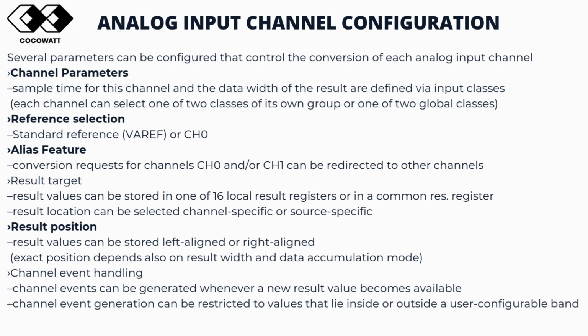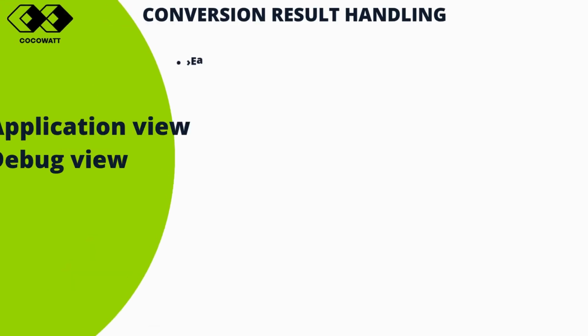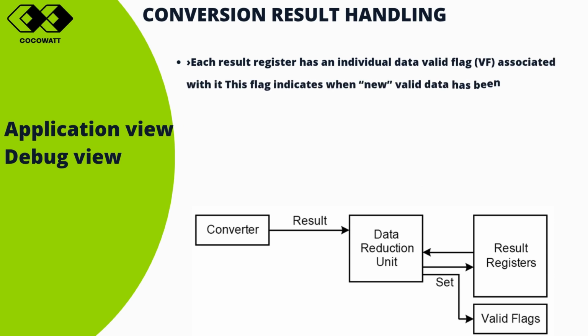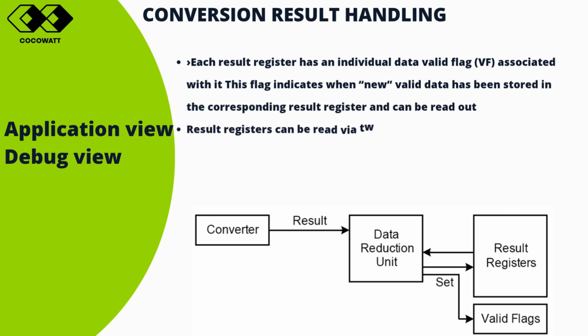Channel event handling. A channel event can be generated whenever a new result value becomes available. Channel event generation can be restricted to values that lie inside or outside a user configured band. Each result register has an individual data valid flag associated with it. This flag indicates when new valid data has been stored in the corresponding result register and can be read out.